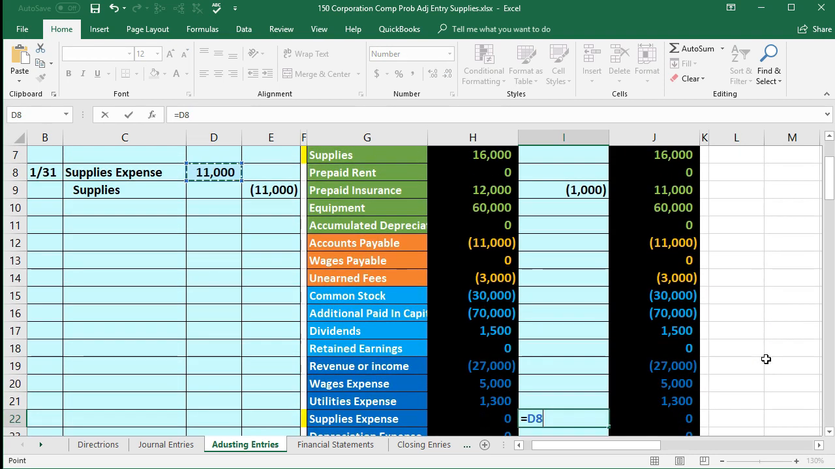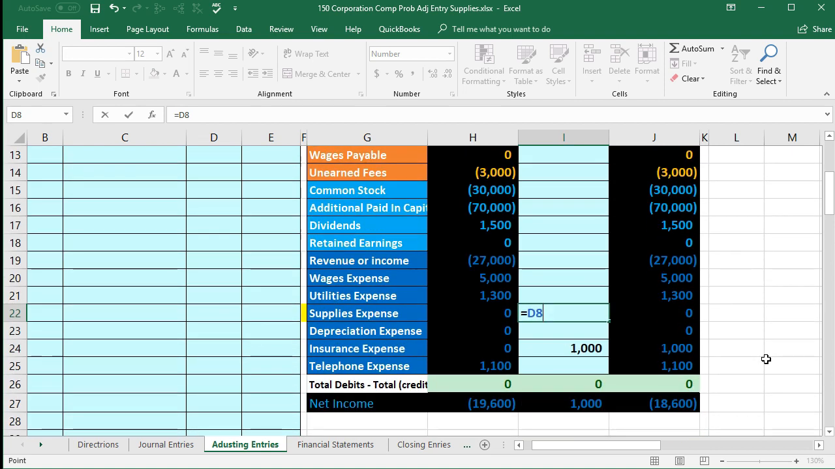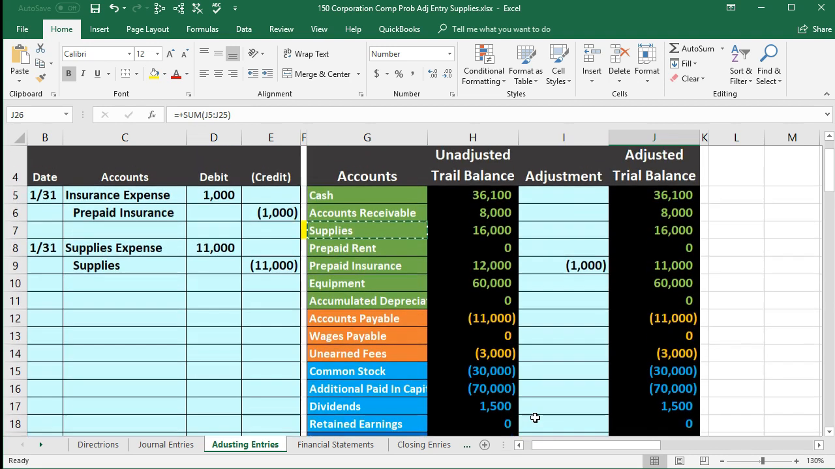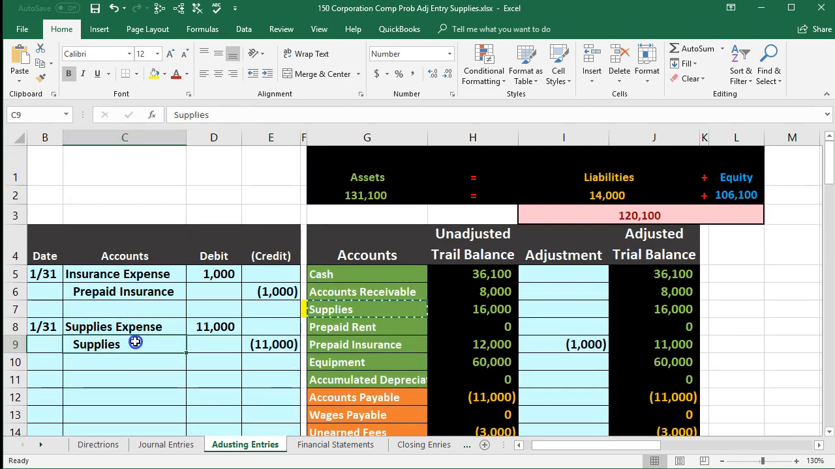I'm going to scroll down before hitting enter just to see what will happen. Build some suspense here. What's going to happen when we select enter? It's going to make this go up. It's going to put us out of balance, and it's going to bring net income down. So there we have it. So notice net income is being affected by these adjusting journal entries. The expense went up, bringing net income down, the 11,000 out of balance until we record the other side, which we will do now. That's going to supplies.